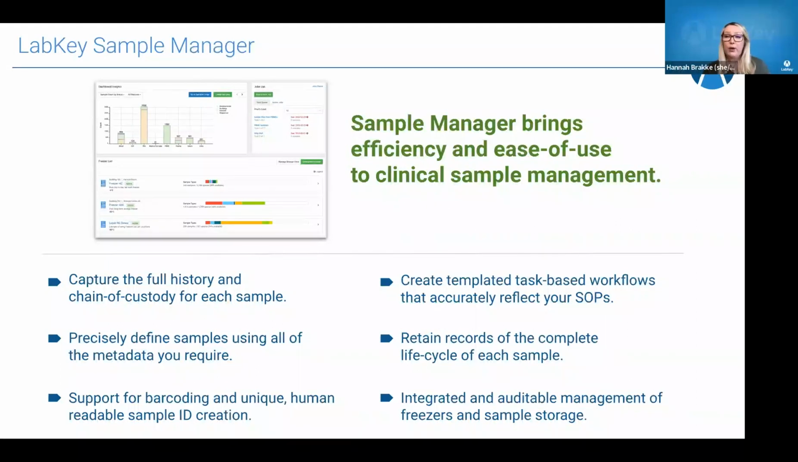And so a lot of people will write their SOPs and want to follow that record keeping component and say, yeah, a workflow is going to work for me. I can capture that here.